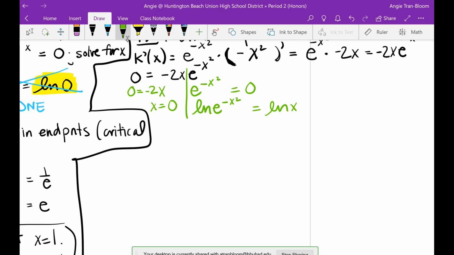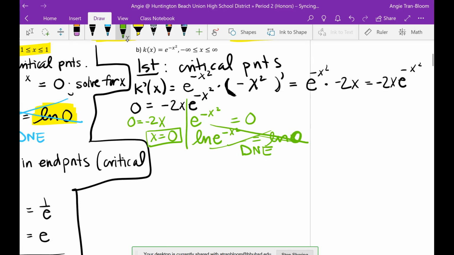Would you agree this, again, does not exist? Yes. Exit out. Okay. Does not exist. Can someone tell me why again? Yeah, natural log of 0 does not exist. The domain of log is greater than 0. Okay. So you have one critical point.